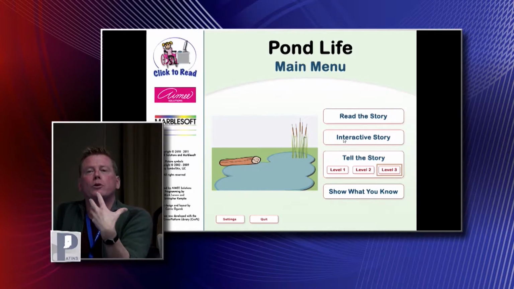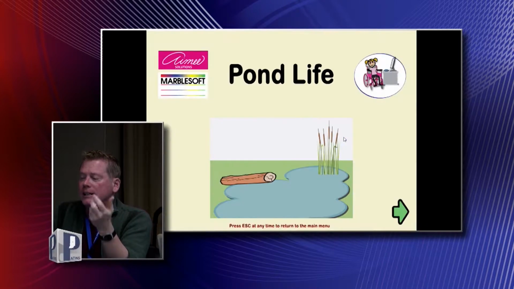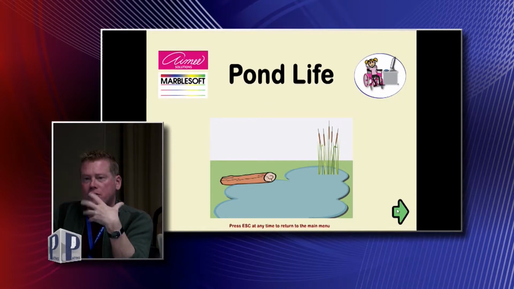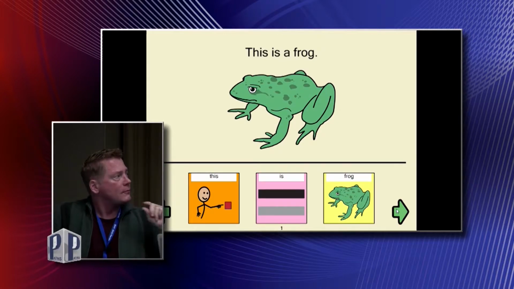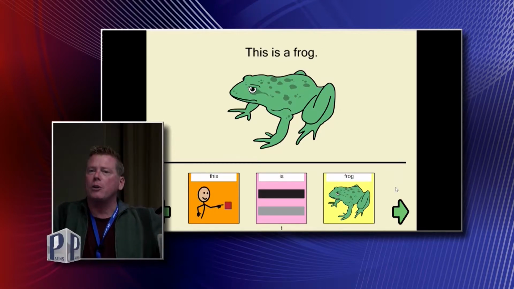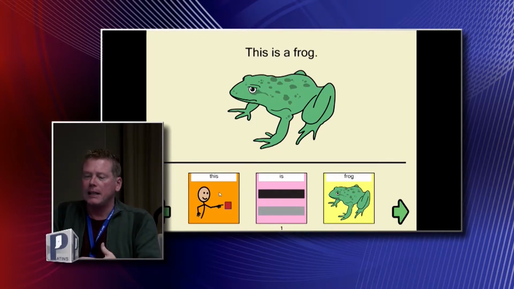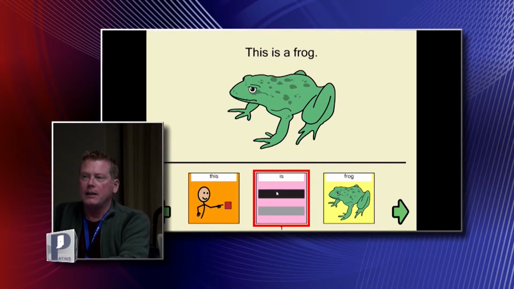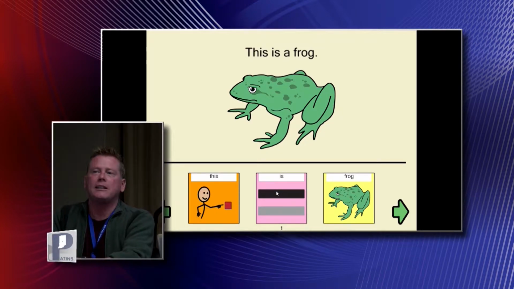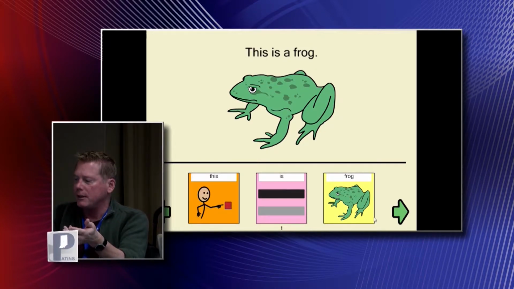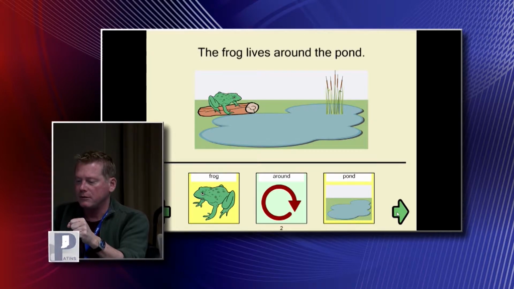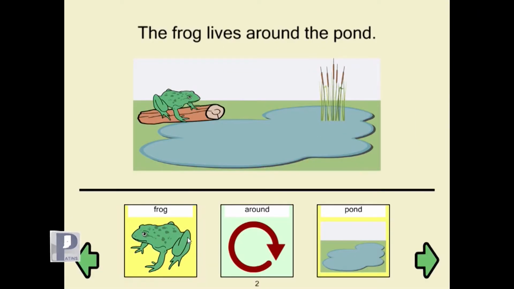Then the story, so the first one is just to introduce the individual to the story. The second one is that they can interact with it. So when I click on the interactive story, it's going to read, "This is a frog." But now on each of the pictures down below here, I can click on it, or I could scan to it, frog, and interact with it. If I had a touch screen, I could be touching it and interacting and retelling the story. Frog lives around the pond. So the student is interacting with the vocabulary.